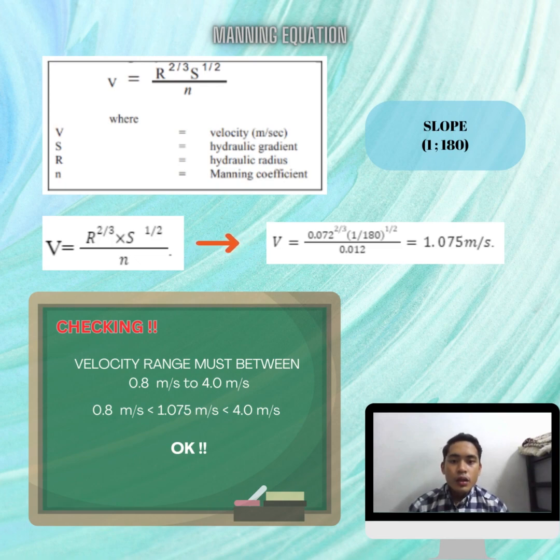After that, we need to check the value of velocity. Velocity range must be between 0.8 meter per second and 4.0 meter per second. So from the answer that we get, 1.075 meter per second is between 0.8 and 4 meter per second. So we will consider it okay.